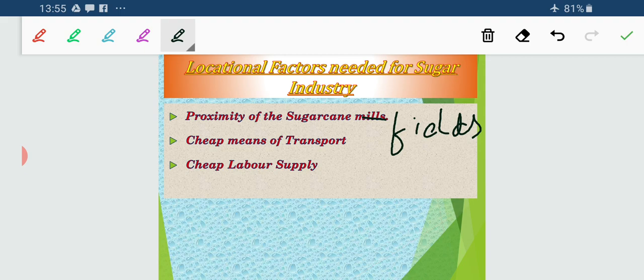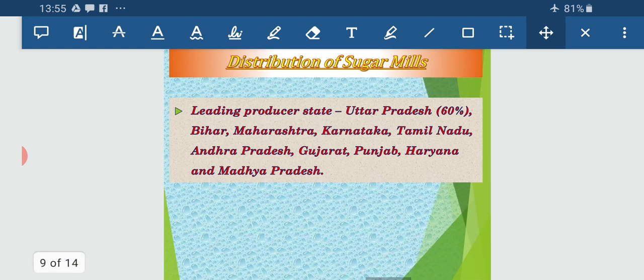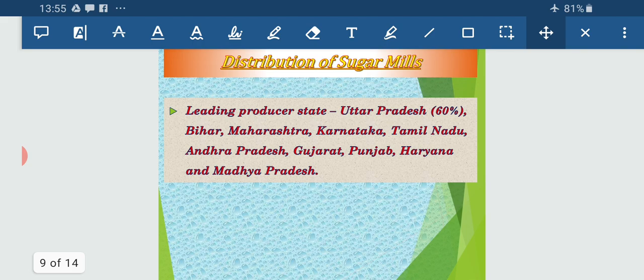As a result, a cheap labor supply should be there near the industrial site. So these are some of the important locational factors where the sugar industry should be localized. Now next, it is the distribution of the sugar mills.